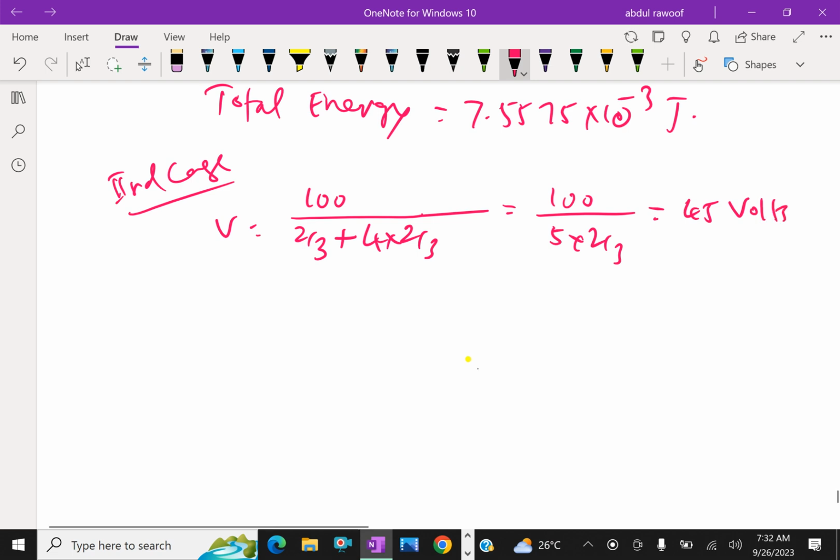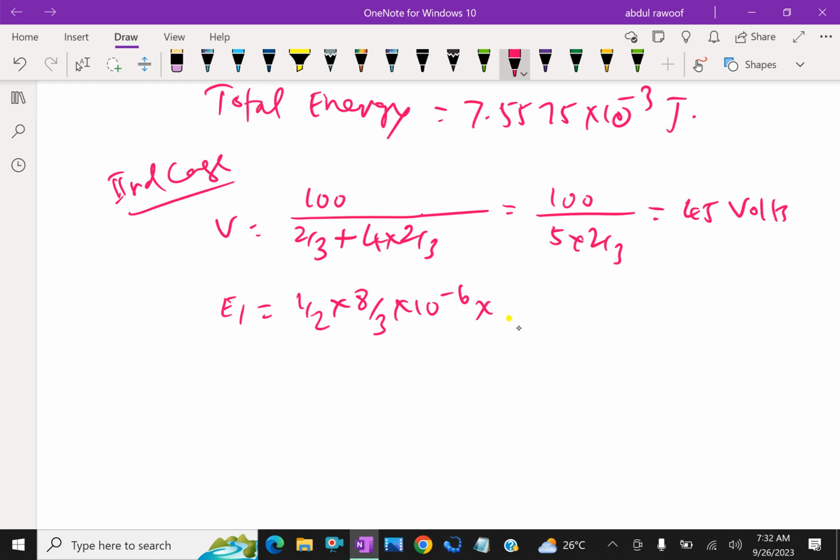Now the energy: half into the total capacitance, 4 times 2 by 3 plus 2 by 3, that is 10 by 3, times 10 power minus 6, into 45 volts squared, which gives 2700 into 10 power minus 6, which is further equal to 2.7 into 10 power minus 3 joules.